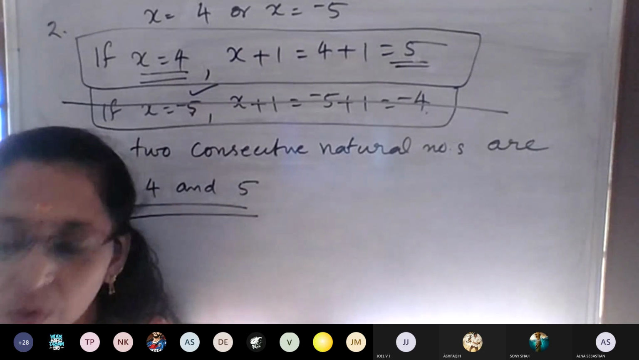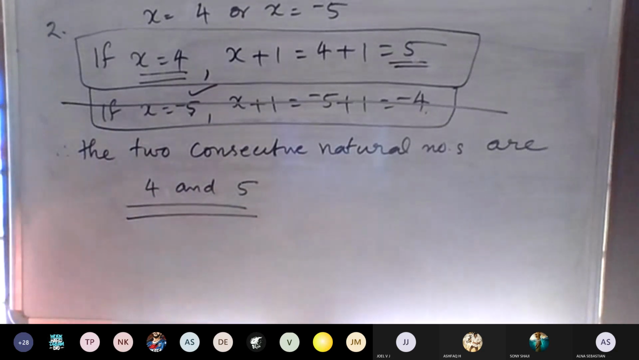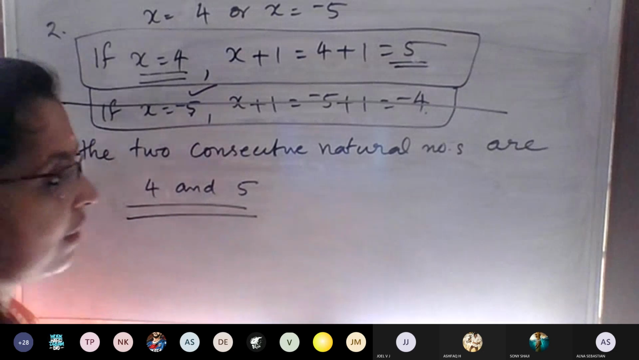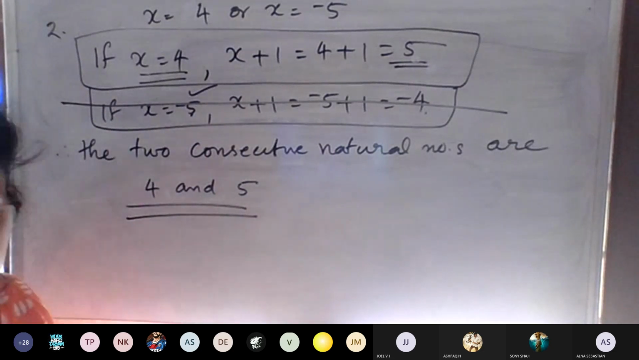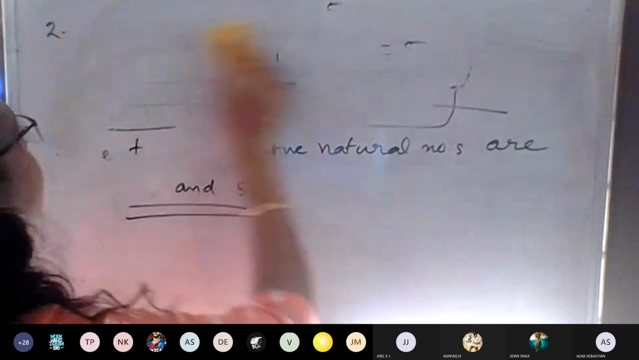Then third question. Find the two natural numbers which differ by 5 and the sum of whose squares is 97. Two numbers differ by 5 means what? How can we write differ by 5?